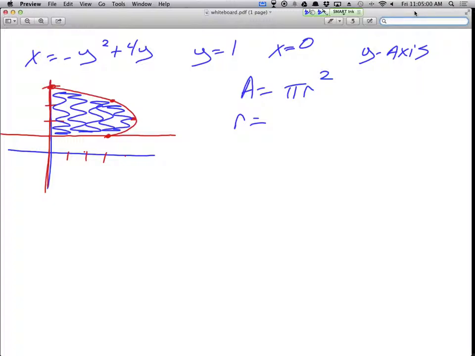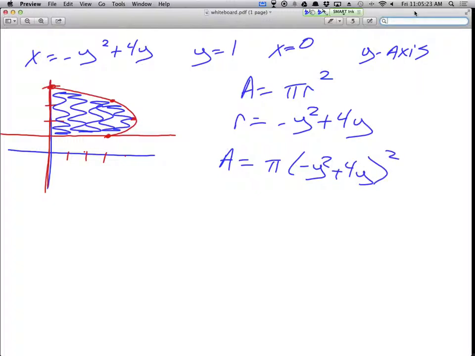So what's on the right side here? Negative y squared plus 4y. And the left would be 0. I plug in, which gives me that. Set up the integral. We're going to go from where to where? 1 to 4.